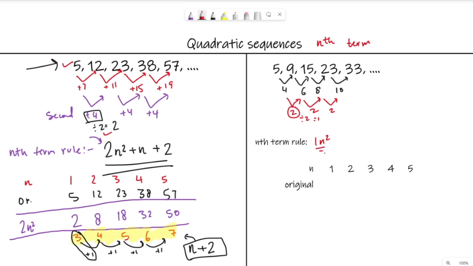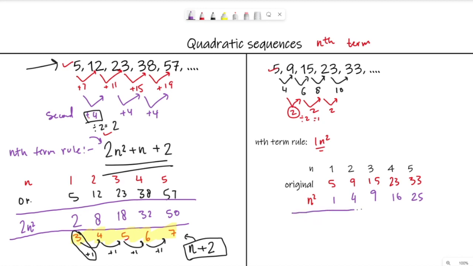Now we use this first part of our nth term rule and the original sequence here further. Let's do it. So n is just the term number 1, 2, 3, 4, 5, normal term numbers. We'll write the original sequence here. Original sequence is 5, 9, 15, 23, and 33. And now we will use 1n square, or I can say n square, to find the new sequence. So let's say n square, and n is 1. 1 square is 1, 2 square is 4, 3 square is 9, 4 square is 16, and 5 square is 25.